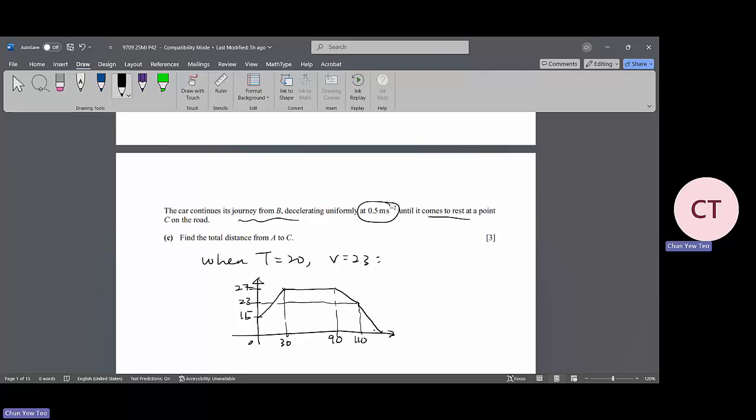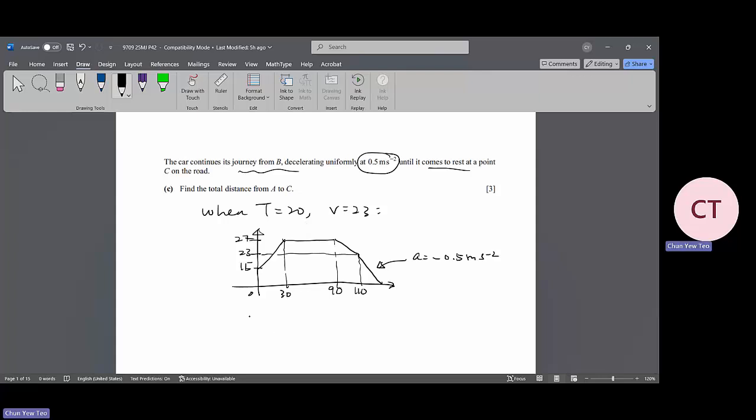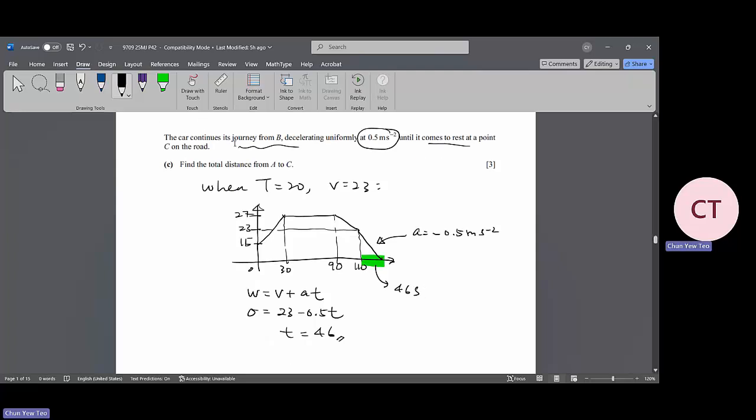But actually, we know that for these decelerations, a is negative 0.5 meter per second squared. So what you need to do is find the total distance. Over here, we let the equation be v minus at plus the 80. So we have 0 equals 23 minus 0.5d, and we can find that d is 46. That means this part over here is 46 seconds.